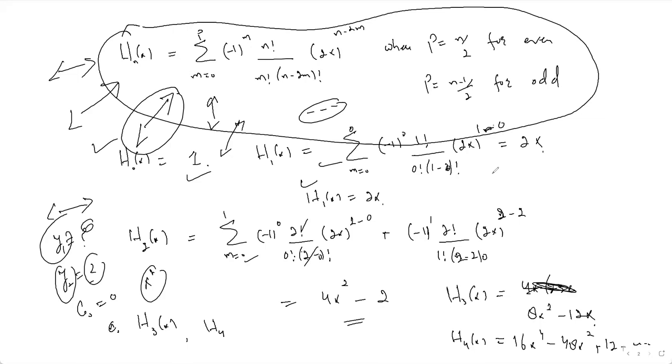For example, you will be asked to find out h100 of x, the 100th polynomial. Obviously, it will be very difficult for you. It will contain 100 polynomial terms. 100 is even, so it will be summation m running from 0 to 50, because 100 by 2 is 50, it will contain 50 terms. We can make some program in C or in some Python, and we can obtain all those 50 terms, provided you know this Hermite polynomial equation. This is what we call the Hermite polynomial equation, and we call them Hermite polynomials. Is it okay?